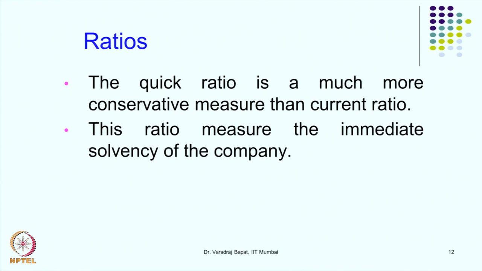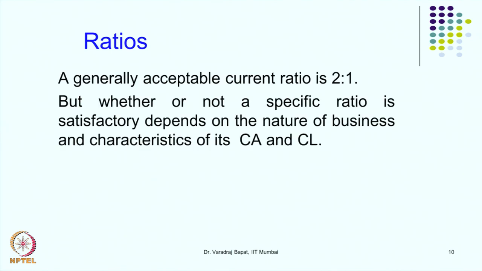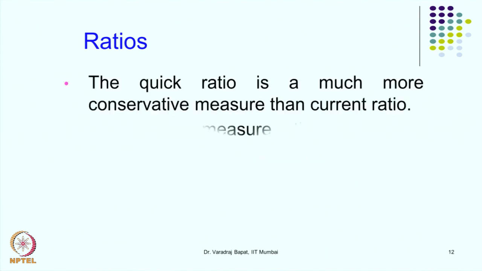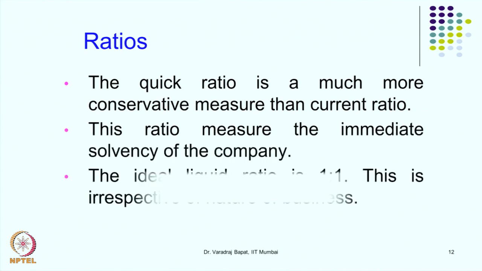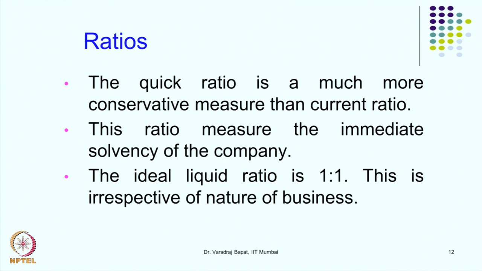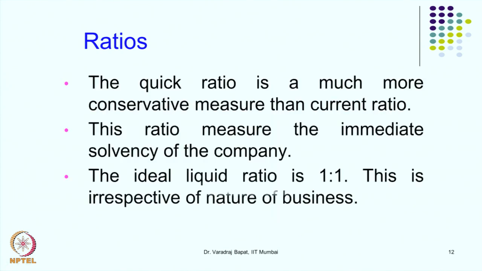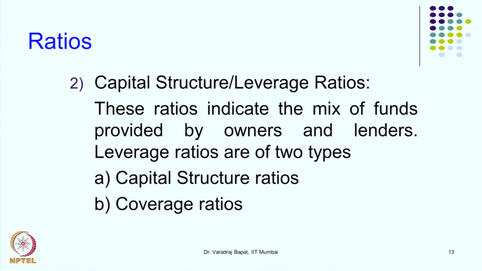Now, quick ratio is a quite conservative measure compared to current ratio. What we are calculating here is the immediate solvency of the company. In current ratio, we were calculating overall solvency or ability to meet current debt. In quick ratio, we are trying to check their ability to repay the immediate debt. So, the ideal quick ratio is 1:1. Normally, this is irrespective of the nature of business, because for any business, you would need enough quick assets to meet at least quick liabilities. Okay. So, the first two ratios were mainly for short term stability of the business.